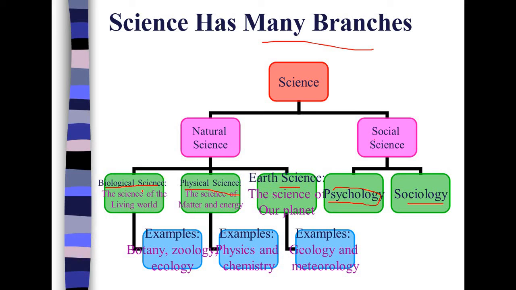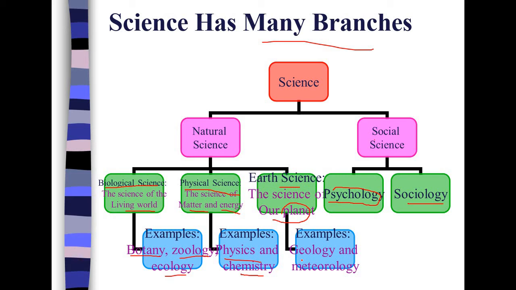Biological science, the science of the living world. For example, botany, zoology, and ecology are all part of biological science. Physical science, the science of matter and energy. When you study matter and energy, it's called physical science. For example, physics and chemistry. Earth science, the science of our planet, like geology and meteorology.